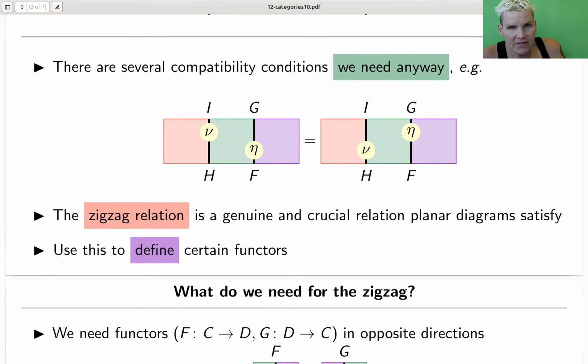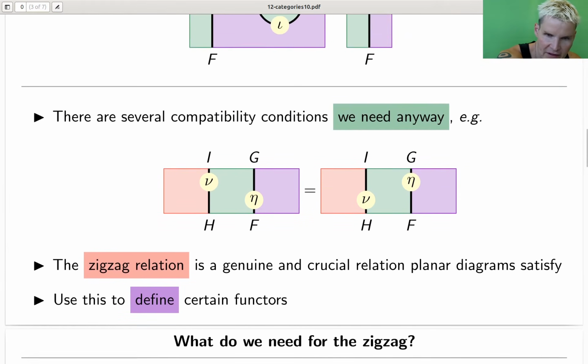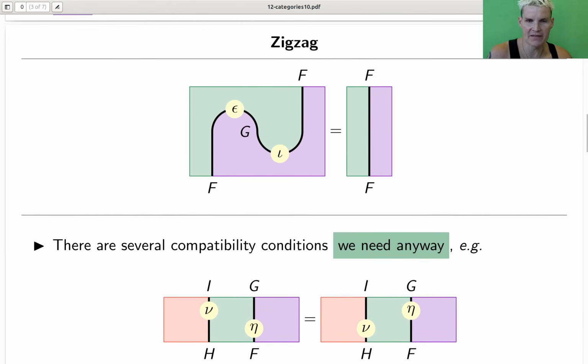And we use this idea to define certain functors. This is, I think, really, as I said, how adjoint functors came around, because this is literally how you would do it. So an adjoint functor, an adjoint pair, is literally an F and a G that satisfy the zigzag relation.